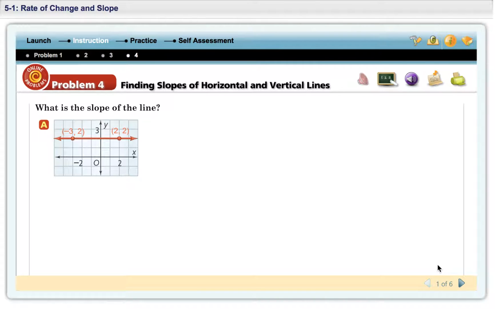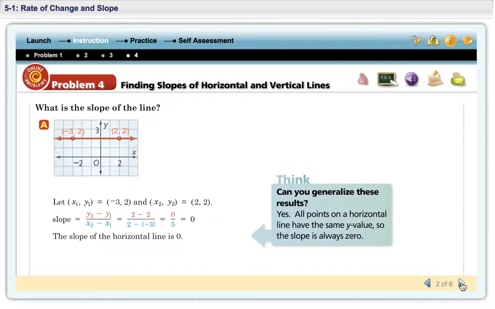In this last problem here, we're going to talk about the two sort of exceptions or special cases. And I know there's always something that's special or different, and these are pretty simple to keep in mind. So in this one, it says, what is the slope of this line?